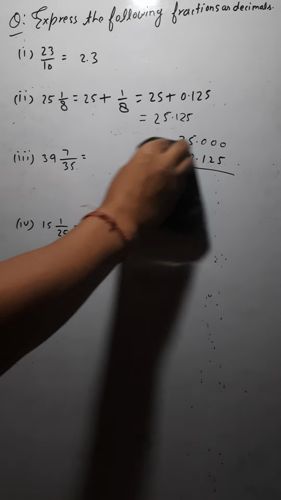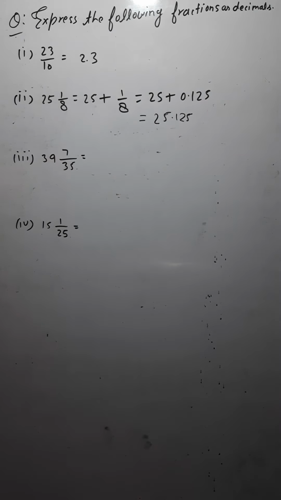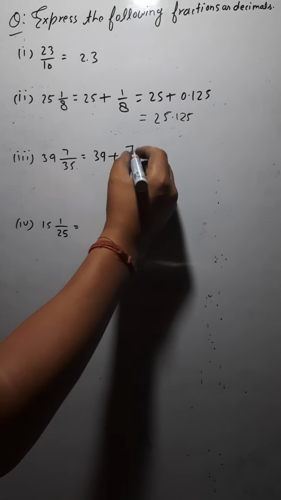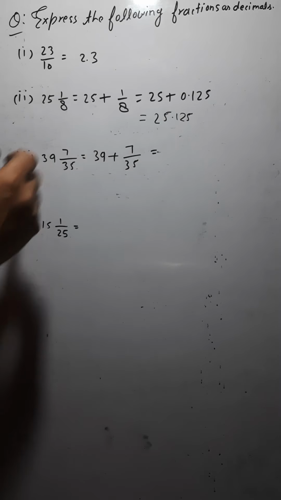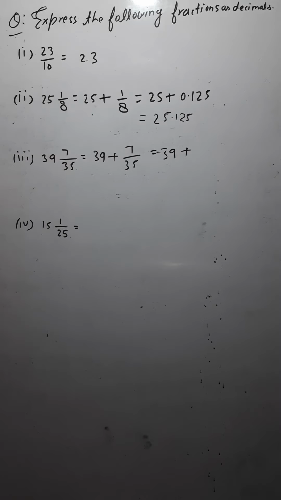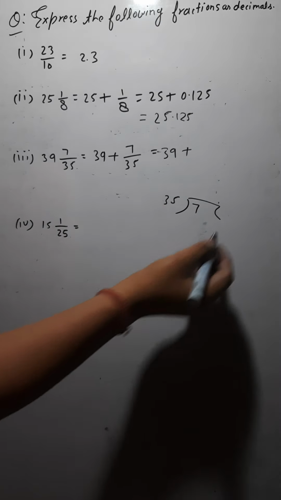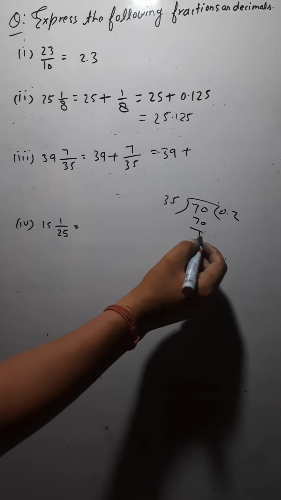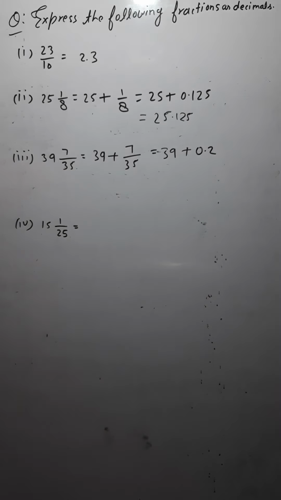Getting? Very good. Now the next question. Question number next is, you have to express 39 plus 7 by 35 as a decimal. So I can write it as 39 plus 7 by 35. So now I would try to divide this 7 by 35. So I would write it as 39 plus. So if I divide this 7 by 35, how many times would it go? Right now it is not divisible. I would put the decimal there. Here 0. Now 2 times. 35 twos are 70. So answer is how much? 0.2.